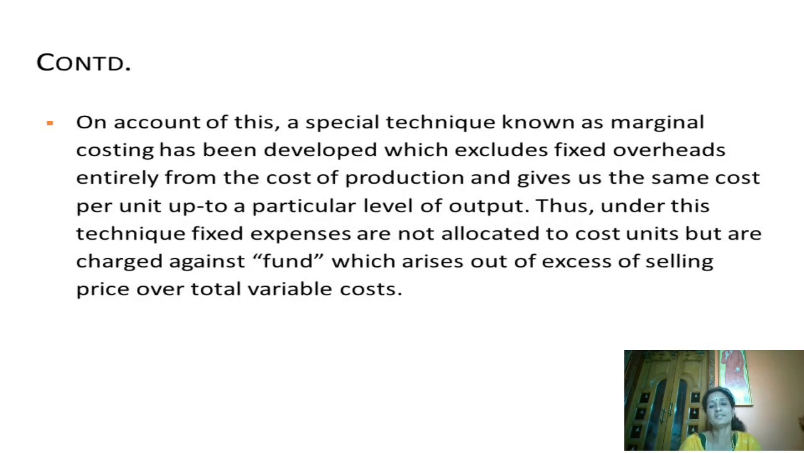On account of this, a special technique known as marginal costing has been developed, which excludes fixed overheads entirely from the cost of production and gives us the same cost per unit up to a particular level of output. Thus, under this technique, fixed expenses are not allocated to cost units but are charged against the fund which arises out of excess of selling price over total variable cost.